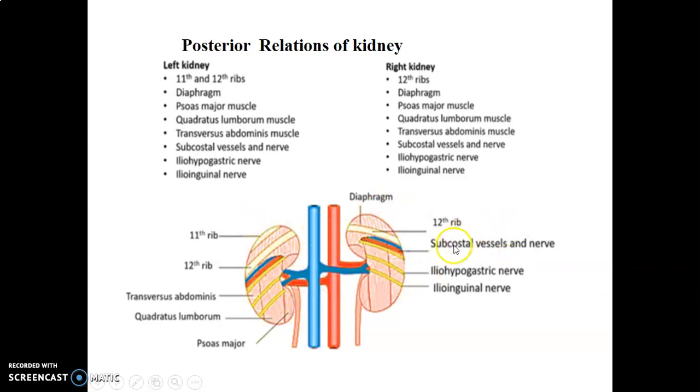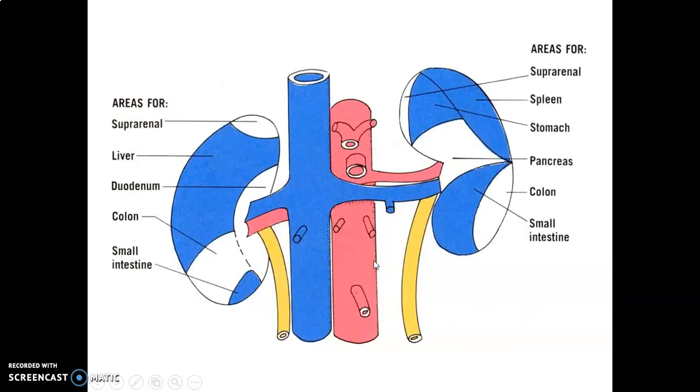Okay, so you have the ribs, you have the diaphragm, you have posterior abdominal wall muscles such as quadratus lumborum and psoas major, and you have neurovascular structures such as subcostal neurovascular structures, iliohypogastric and ilioinguinal nerves. So these are the posterior relations of the kidney. What of the anterior relations of the kidney? On the right, on superior pole, you have suprarenal glands, but on the right, you have the liver occupying most of the space. This is where the duodenum rests. This is the colon, this for the small intestine.